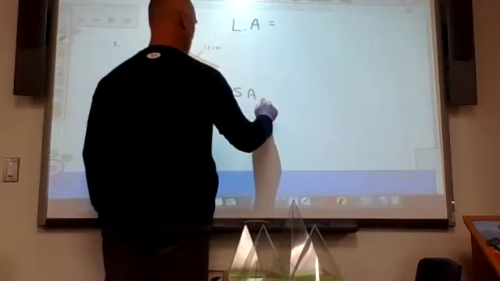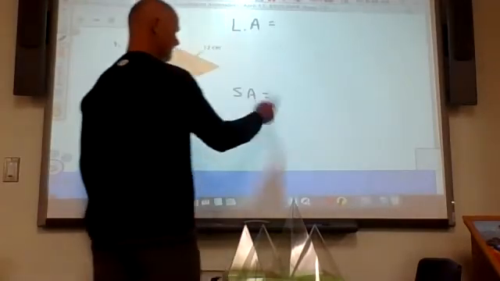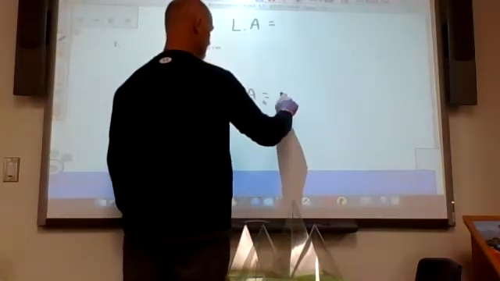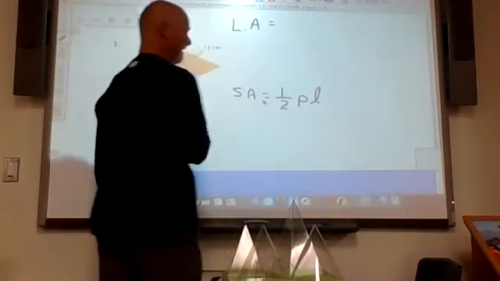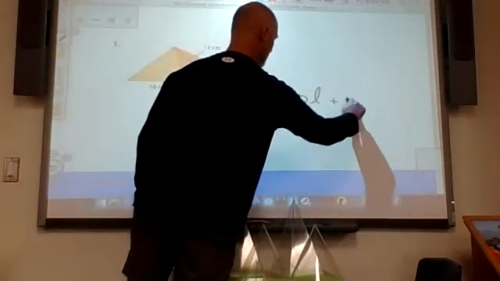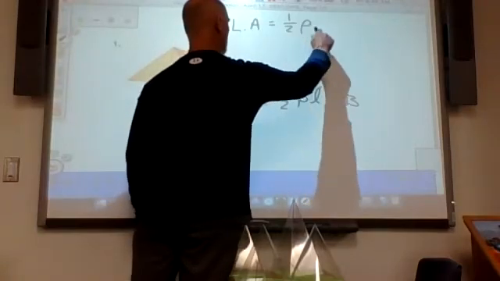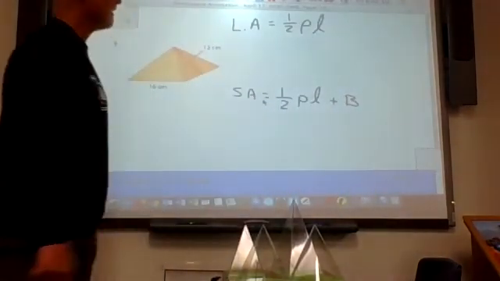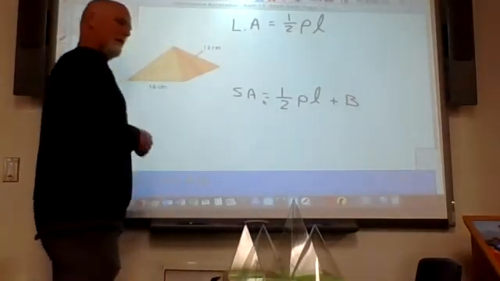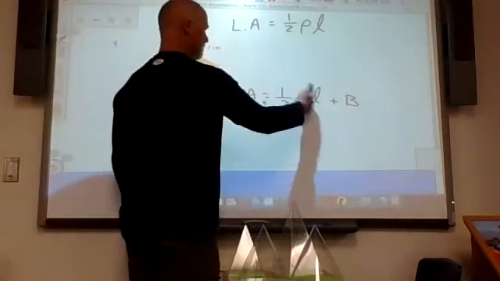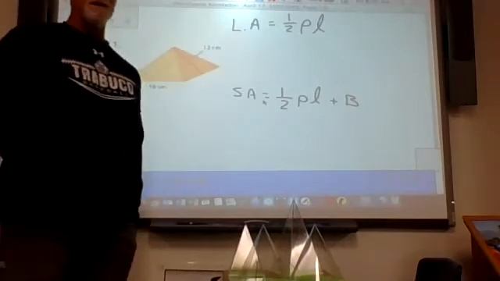Now what you need to know and remember about the surface area formula, it is 1/2 the perimeter of the base times the slant height. Now those are the symbols that we use, plus 1 base area. Now the lateral area is simply 1/2 the perimeter of the base times the slant height. Now notice the lateral area is a part of the surface area formula. So if you simply remember that this portion of the surface area formula is the lateral area, you really only have one formula to remember.